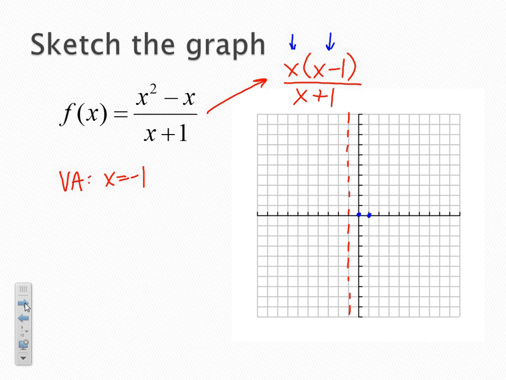Now we need to move on to either the horizontal or slant asymptotes. So again, we want to compare the degrees of the numerator and the denominator. My numerator here is a second degree function. My denominator is a first degree function. This is where the slant asymptote comes into play, because the degree of my numerator is exactly 1 more than the degree of my denominator. So I'm not going to have a horizontal asymptote here. What we're going to have is a slant. And this is how we find the slant asymptote.